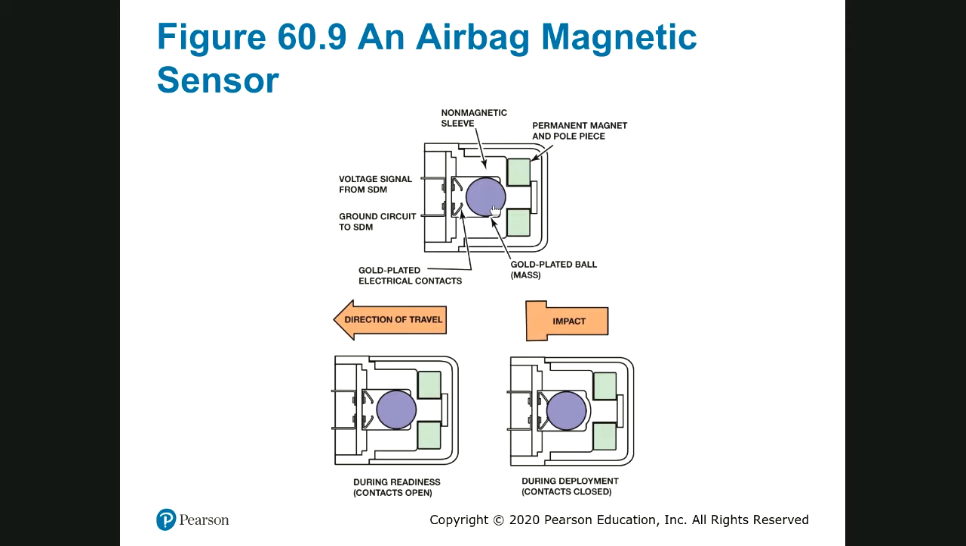That way, whenever a collision happens, this ball is able to come away from the magnet and the pole piece there, and just touch those two terminals. And they don't have to be far apart for this to happen, because you want it to happen pretty quickly here. So the direction of travel is forward here. During readiness, the contacts are open right there. And whenever impact is happening here, so hit a wall or something, you can see it stopped right here.